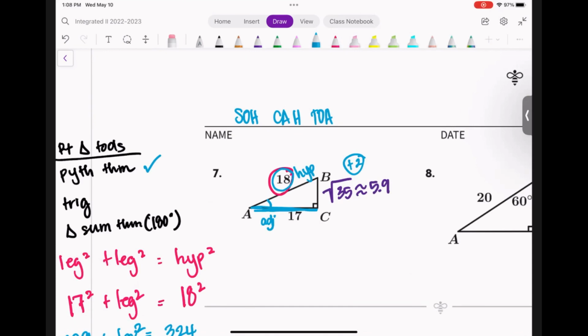Okay, very good. So we're going to go with cosine of A equals adjacent over hypotenuse, which in this case is 17 over 18. Is everybody okay with 17 over 18? Everybody okay with this? Anybody lost at this point?